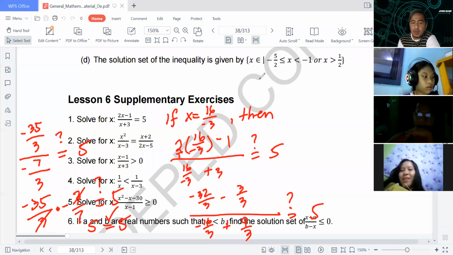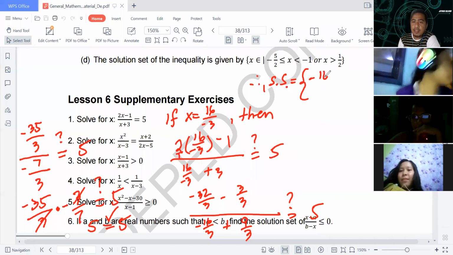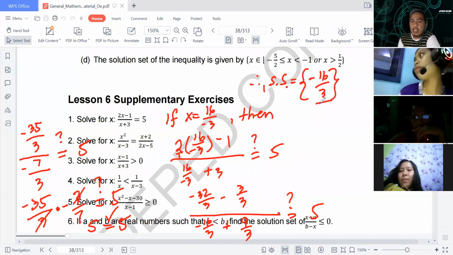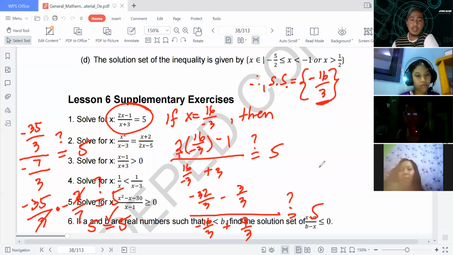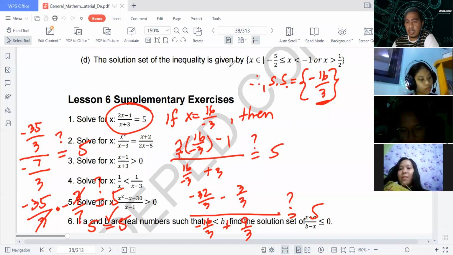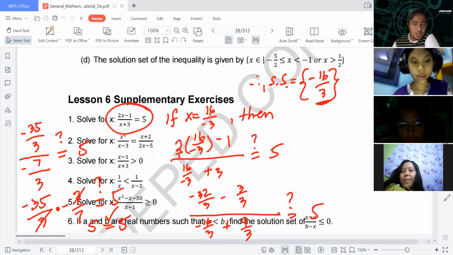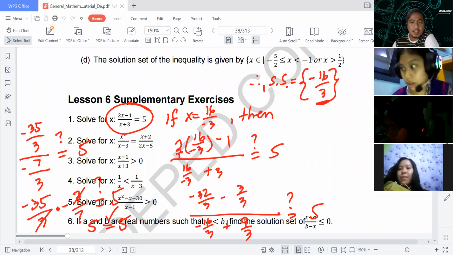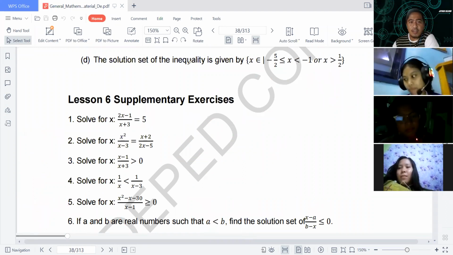So by that, we can conclude, therefore, the solution set is the set containing the number negative 16 over 3. This is the only number that can make this equation true. This is the only value for x that can make this equation true. Is it clear, class? Yes, sir. Any question? None, sir. Okay, good. I think that is clear. Okay, rational equation.